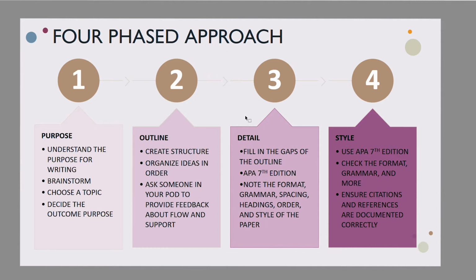After doing so, we then focused on detail. So we had our purpose, we had our outline to keep a perimeter around what we were writing, we clarified the points with the flow and the support, and then we dug into the detail. We got really deep into the detail in session 3, filling in the gaps of the outline, focusing on APA 7th edition, and noting the importance of formatting, grammar, spacing, headings, order, and style of the paper. And because we had so much emphasis on detail, we really didn't get into style.